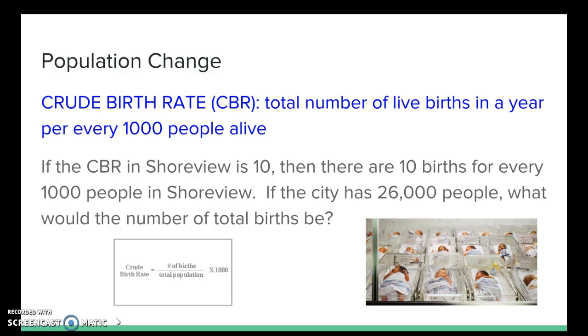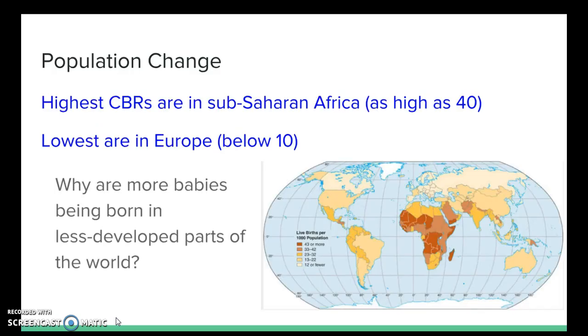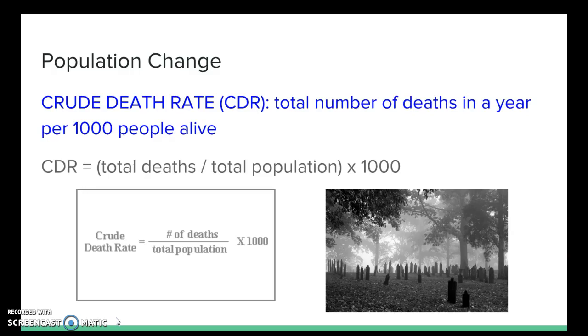If you look around the world at this, the highest birth rates tend to be in sub-Saharan Africa. So the center part of Africa, south of the Sahara. In many of these places, it's as high as 40, which is considered a pretty high crude birth rate. 4 times as high as in places like Europe, where the birth rates are 10 or below. 10 is considered to be a low crude birth rate, which means there's not many babies being born. So notice that the less developed countries in the world are the ones that are seeing the most babies being born. And as for why this is happening, we'll get to it later.